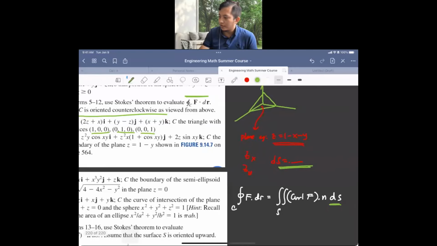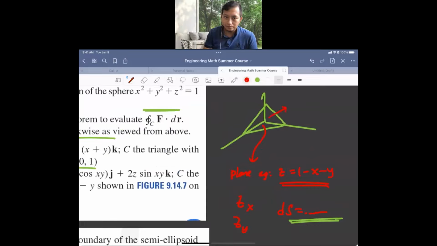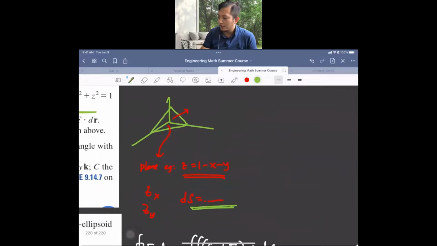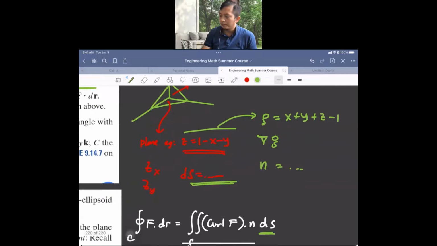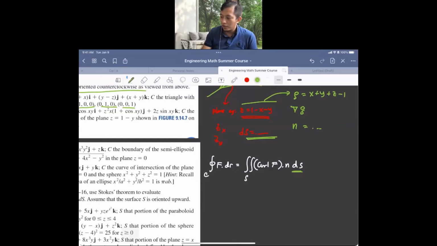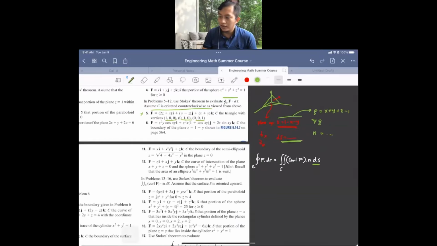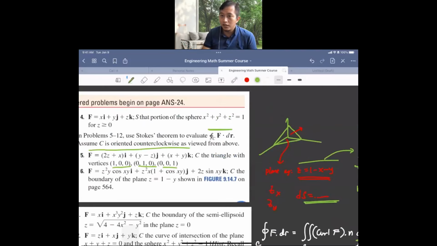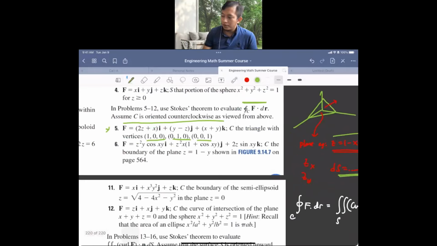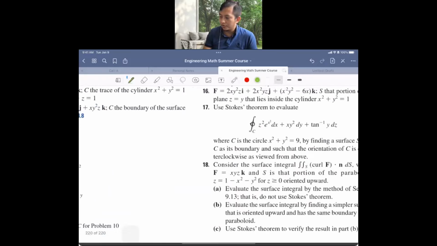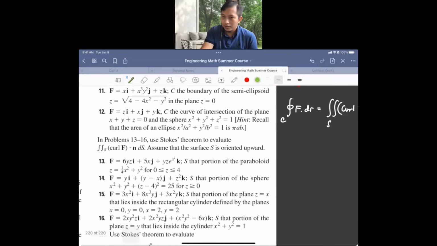How to evaluate n? It's going to be from the plane here. So we could take g as x plus y plus z minus 1. That's our g. So take del g, and that's your n. And then you can plug everything into this equation. That's one question, evaluating the line integral, and you can exchange this line integral into the double integral with Stokes theorem.